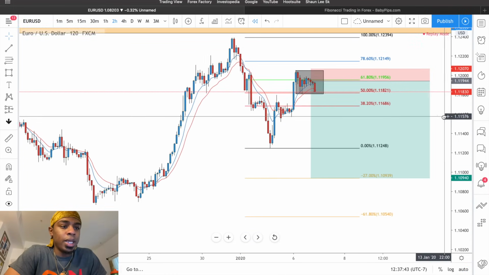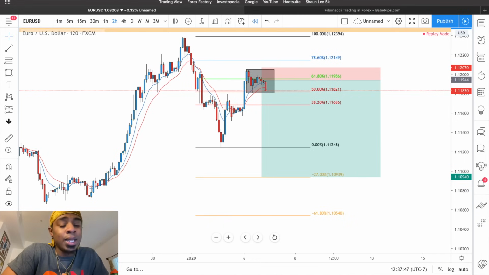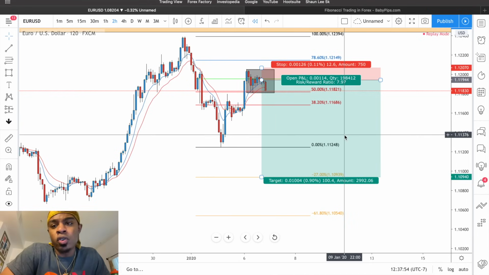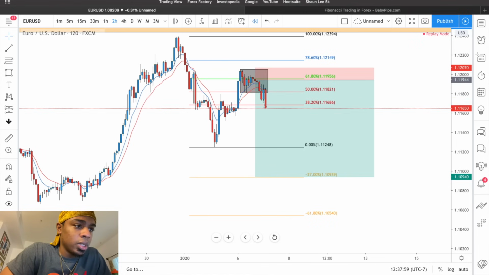All it does is give you a retracement tool to help continue your trade and give you a take profit. That's called the Fibonacci extension. This is our extension levels. So we have a 1-to-8 risk to reward ratio right now. You feel what I'm saying? So we click play. We watch price do what it does.